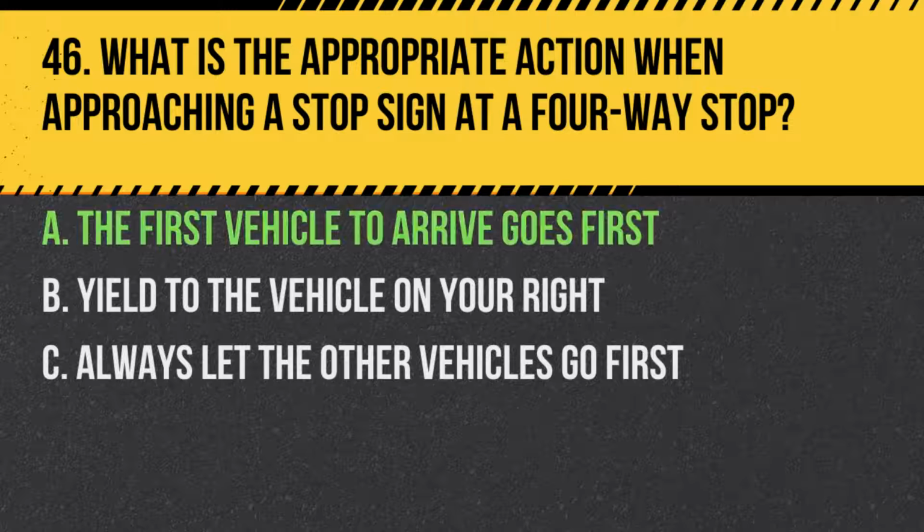Answer: A. The first vehicle to arrive goes first. At a four-way stop, the first vehicle to stop at the intersection has the right of way. If two vehicles arrive at the same time, yield to the vehicle on your right.